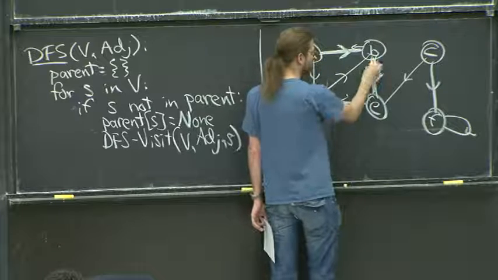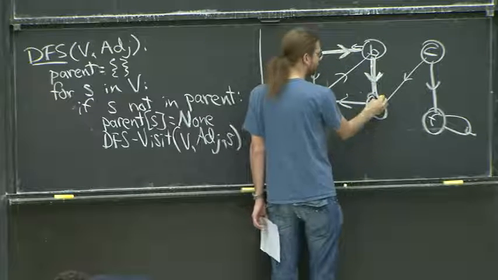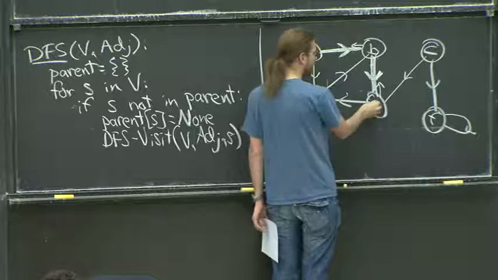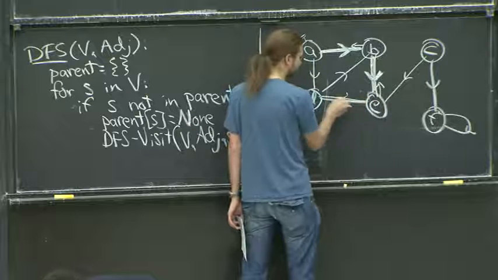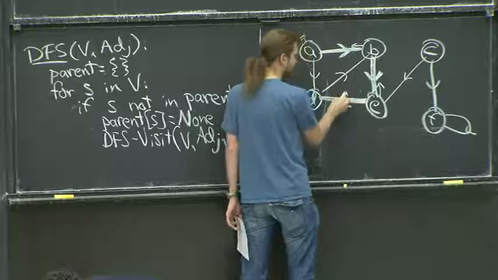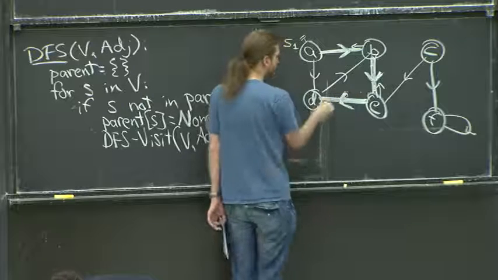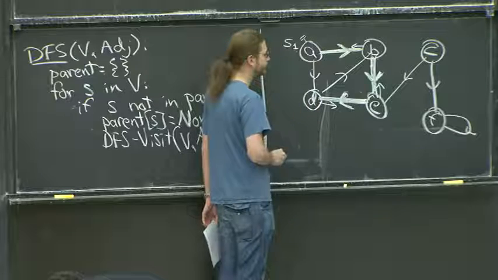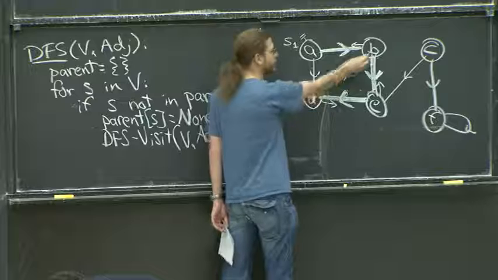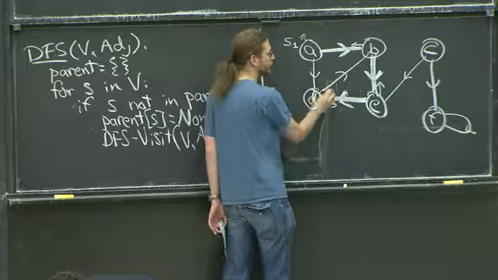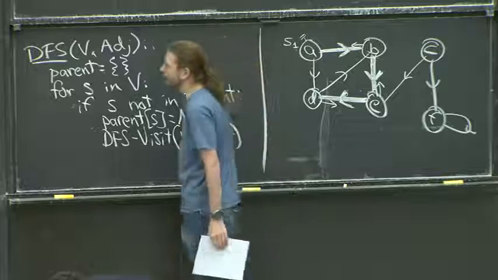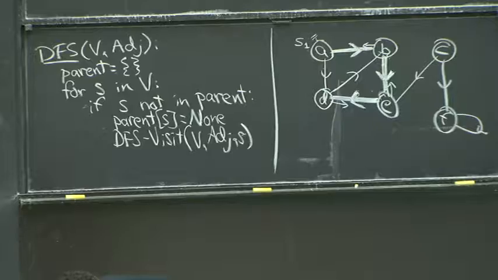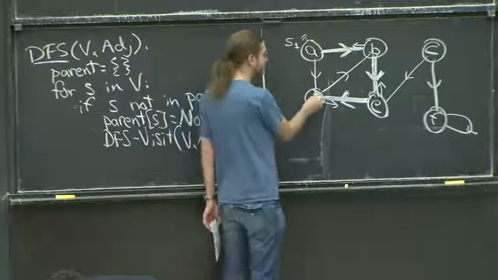Great. From B to E. E has not been visited, so we set its parent pointer to B. And now we recursively visit E. E has only one outgoing edge, so we look at it, over here to D. D has not been visited, so we set its parent pointer to E. And we look at all the outgoing edges from D. D has one outgoing edge, which is to B. B has already been visited, so we skip that one. Nothing to do. That's the else case of this if. We do nothing in the else case. We just go to the next edge. But there's no next edge for D, so we're done.